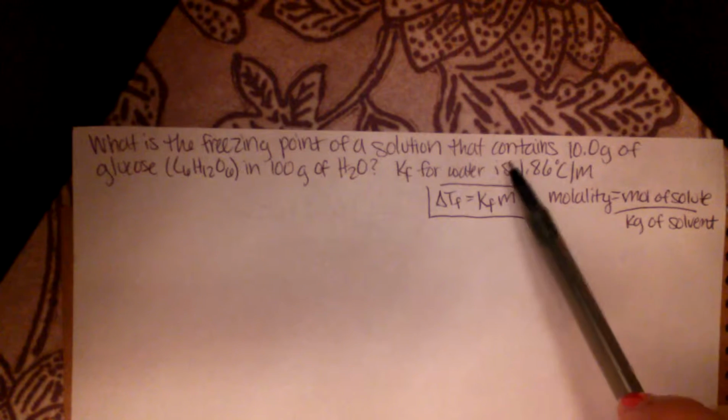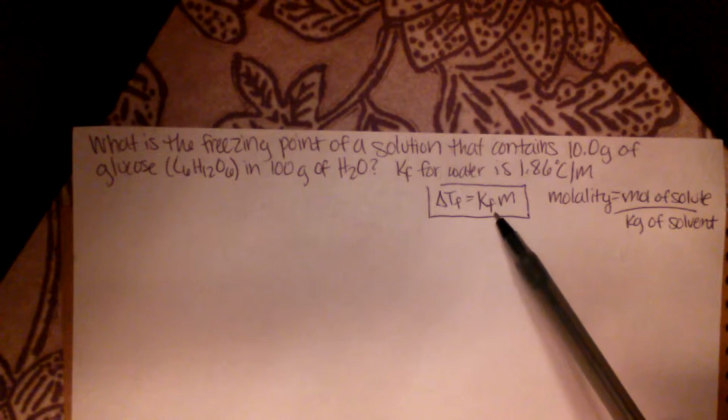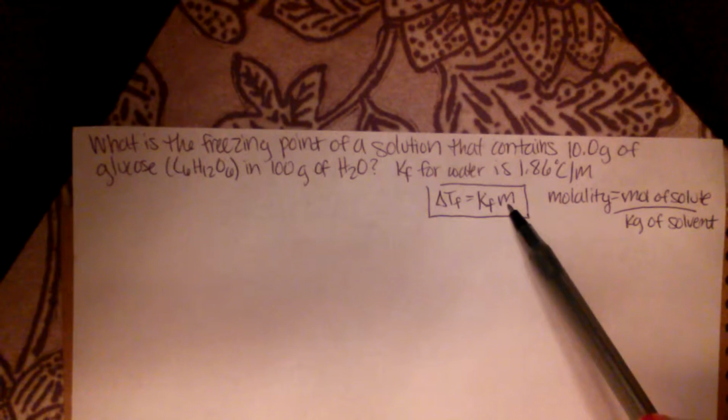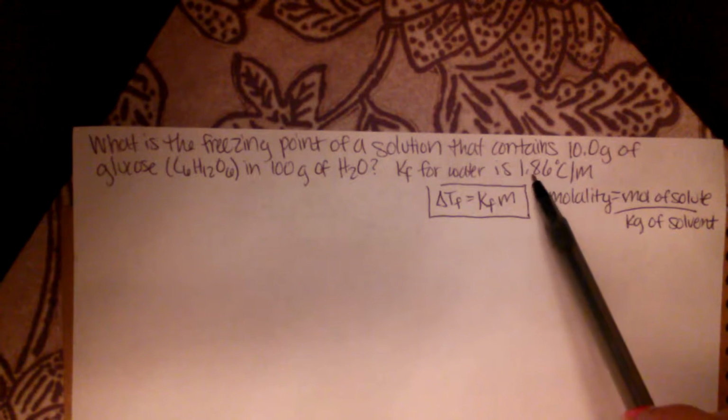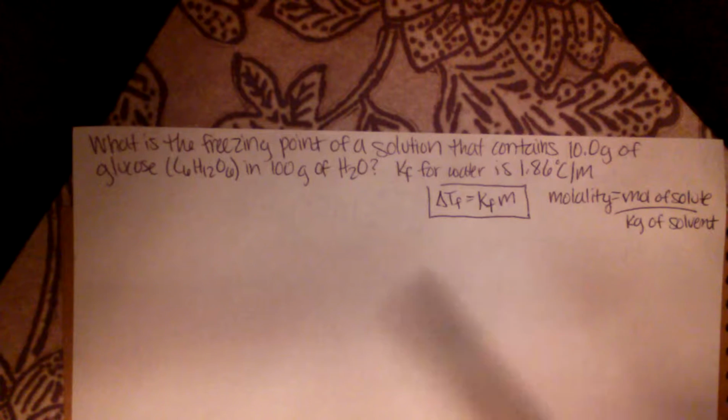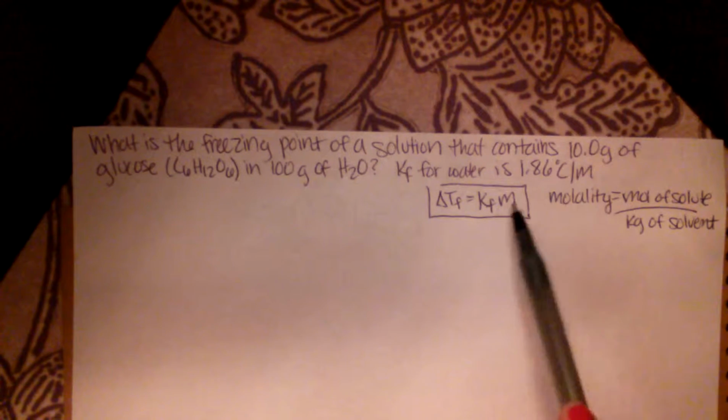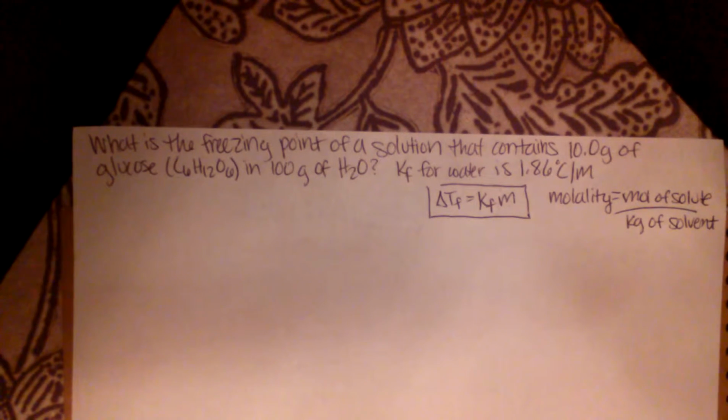So first of all, in this problem, we can see that since we're using this equation, we only have one variable to solve for because the Kf value for water is given to us already. So we can plug that in right here when the time comes. However, we do not have molality yet. So let's calculate molality. So what is our solute and solvent in this problem?